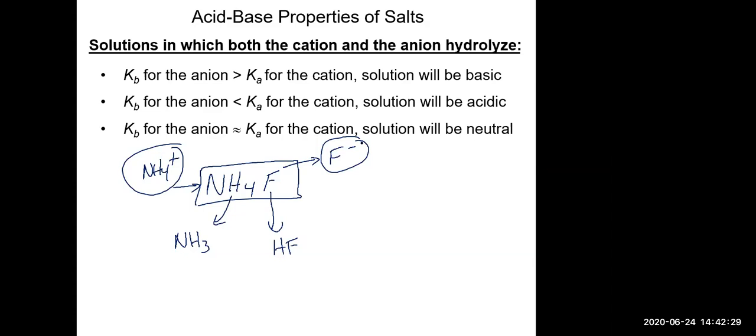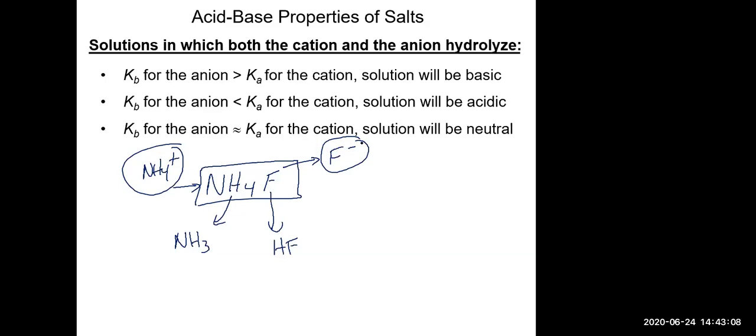So if you try to do the calculation for both of them together, it's very complicated. So typically what we do, if we come across a salt where both parts could go through hydrolysis, is we compare the Ka value to the Kb value. If the Kb value for the anion, the negative part, is greater than the Ka value for the positive part, you would assume that the salt would be basic, and you would just do the calculation for the Kb part, the basic part of it.